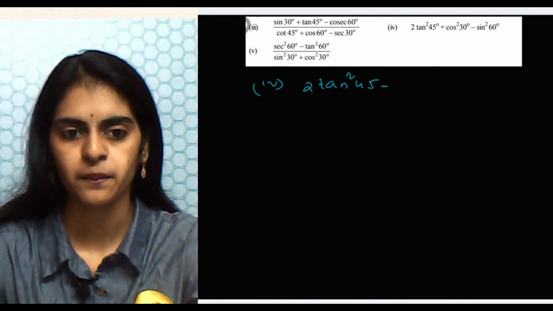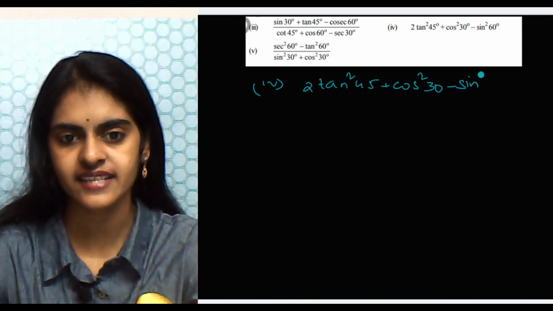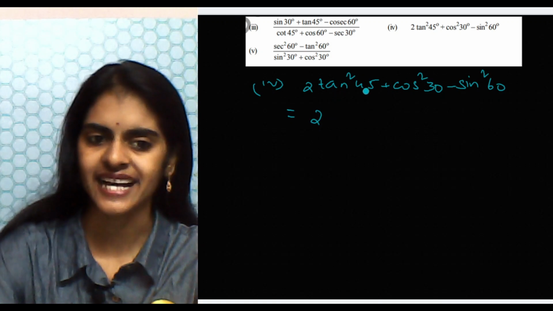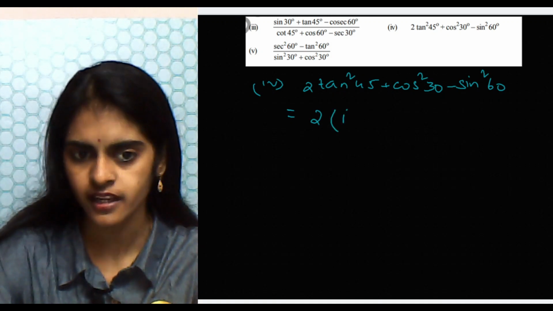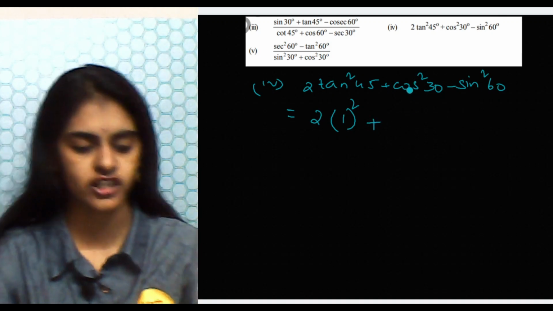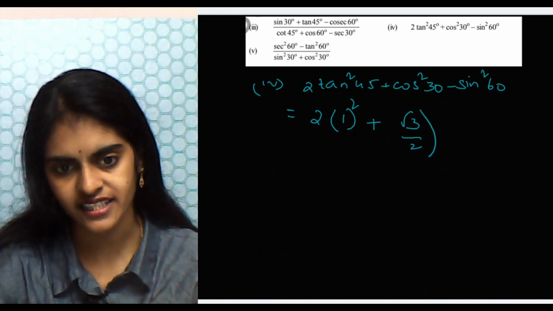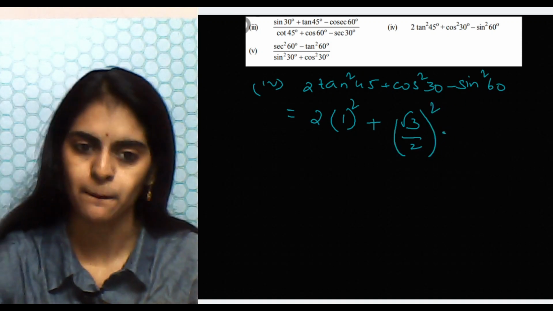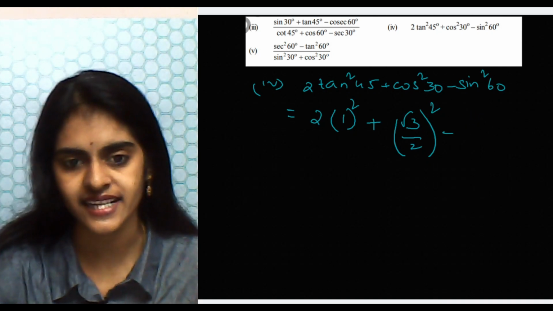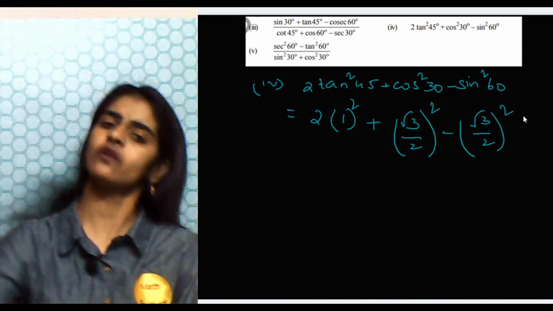So fourth bit you have 2 tan square 45 plus cos square 30 minus sin square 60. Simple substitution of the values. 2 tan square 45. Tan 45 is 1, so tan square 45 is 1 square, plus cos square 30. Cos 30 is root 3 by 2, so cos square 30 is root 3 by 2 whole square, minus sin 60. Sin 60 is root 3 by 2, so sin square is root 3 by 2 whole square.